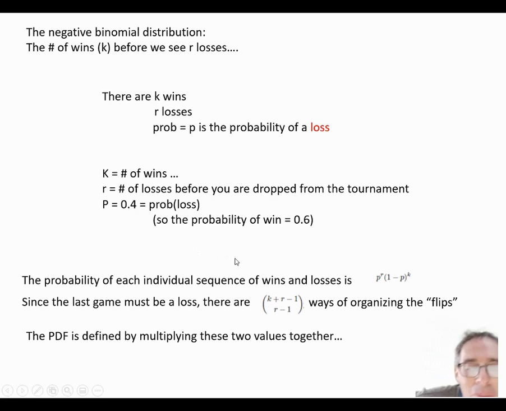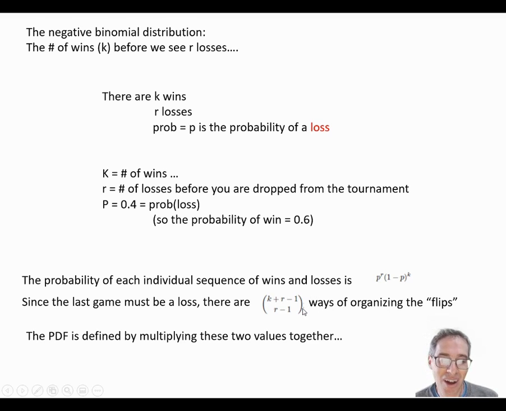Okay, so the probability density function is actually pretty easy to describe, right? So the probability of each individual sequence of wins and losses is p to the r times 1 minus p to the k. So you're going to stop after 3 losses, right? So you know that there's going to be exactly 3 losses. You're going to have 0 wins or 1 win or 2 wins or 3 wins or 4 wins to go with your 3 losses, and the probability of each of those is simply p to the r times 1 minus p to the k.